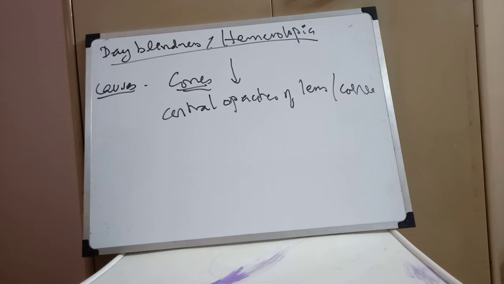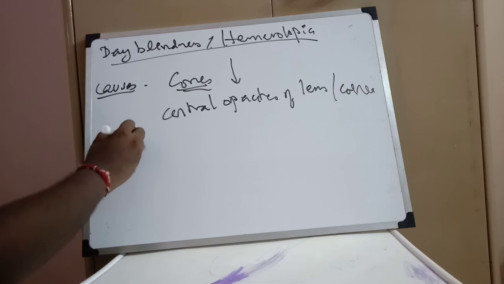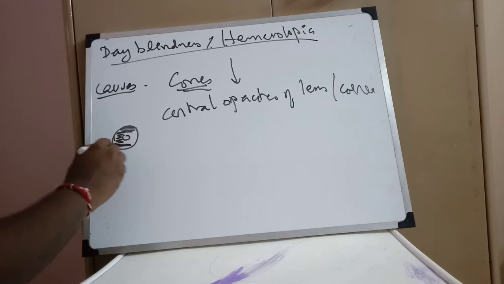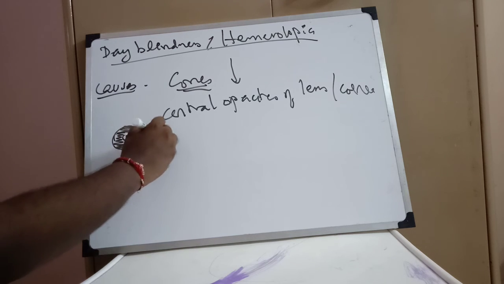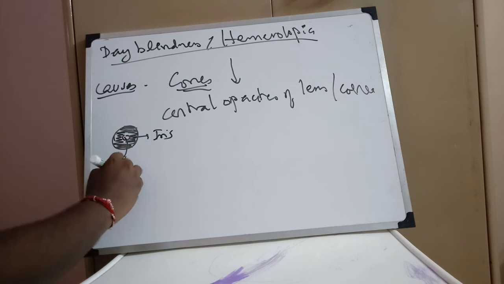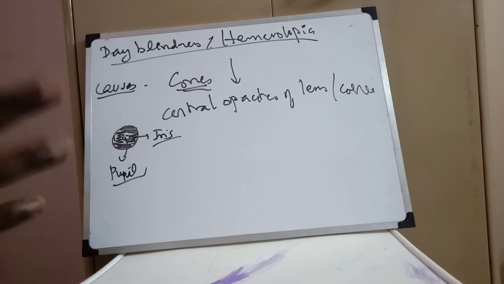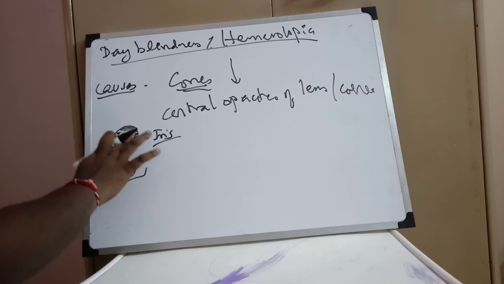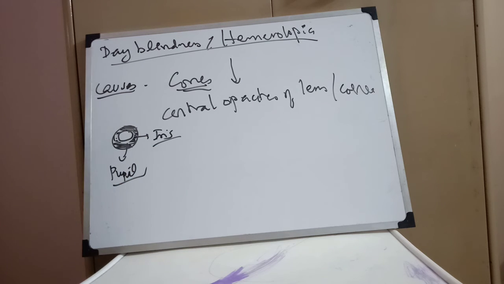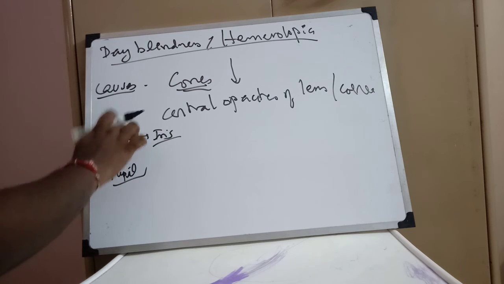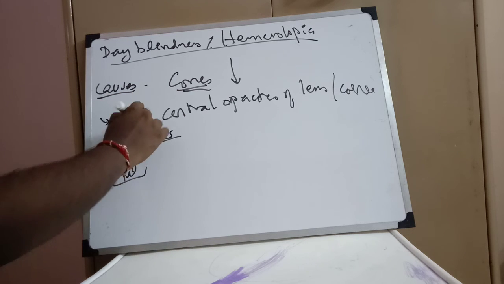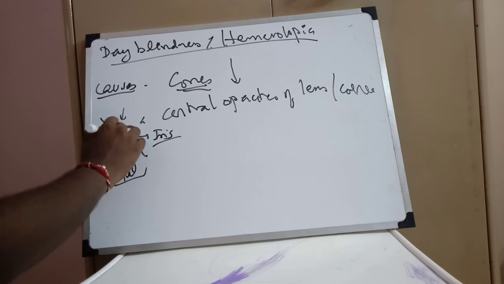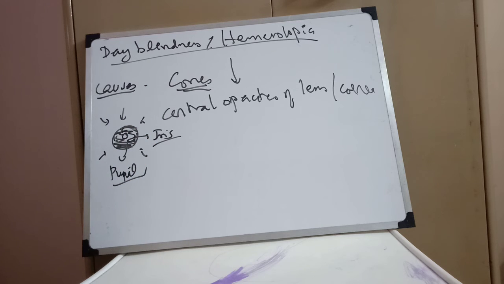Normally in day blindness, there is bright light shining upon the eye. This is the iris, this is the pupil. Next video I'll add some color points. So when bright light shines, the pupil is going to constrict, and a smaller pupil is going to be formed.